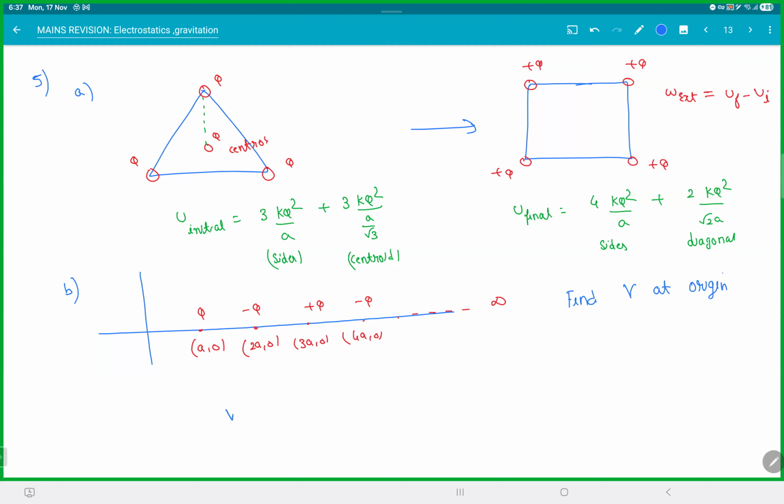What about the potential here? kq by a, if you take out that common, you'll end up with 1 minus half plus 1 by 3 minus 1 by 4 and so on till infinity. If you guys remember, this is the ln 2 series. Ln 1 plus x, where x is equal to 1, the series is that. So most people don't understand how you got the ln. So you need to know it's the ln series. So not a tough one.